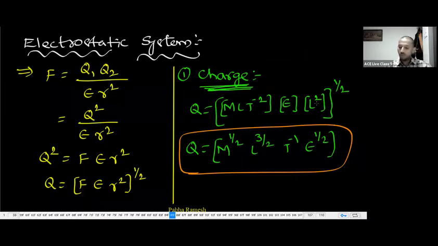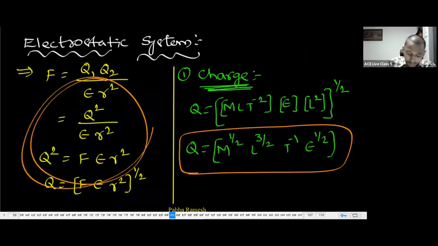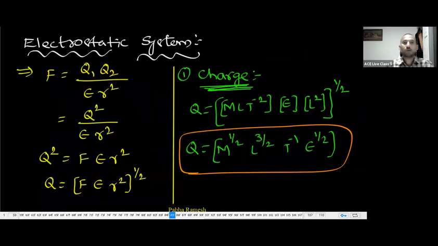M only 1 by 2, L 3 by 2, T minus 2 means minus 1, epsilon 1 by 2. This is the dimension of charge. Right? You have to follow this in the examination at any cost. That's why this is the basic representation. You need to follow this.